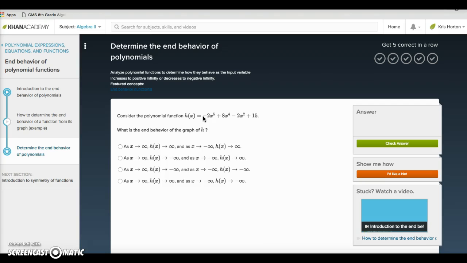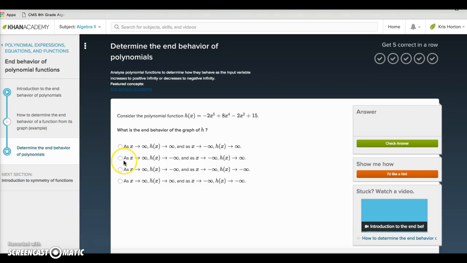So what that means is, if we look at our choices, we're given some choices here. As x goes off to infinity, h of x, or our output, goes off to infinity. What that means is that as x gets bigger, y is getting bigger. So that indicates an up behavior. That means the graph is heading in the upward direction on the right-hand side. So we know that can't be one of our choices because we know that it should go down on the right-hand side.